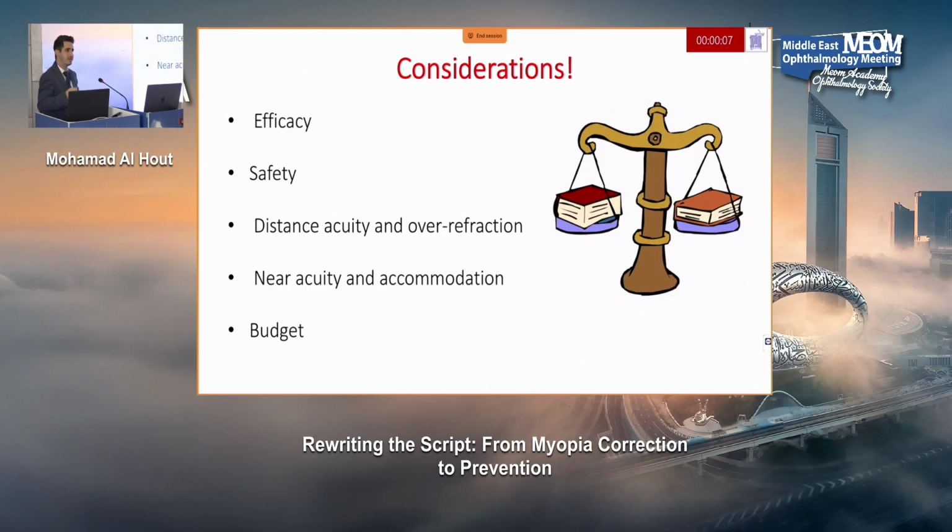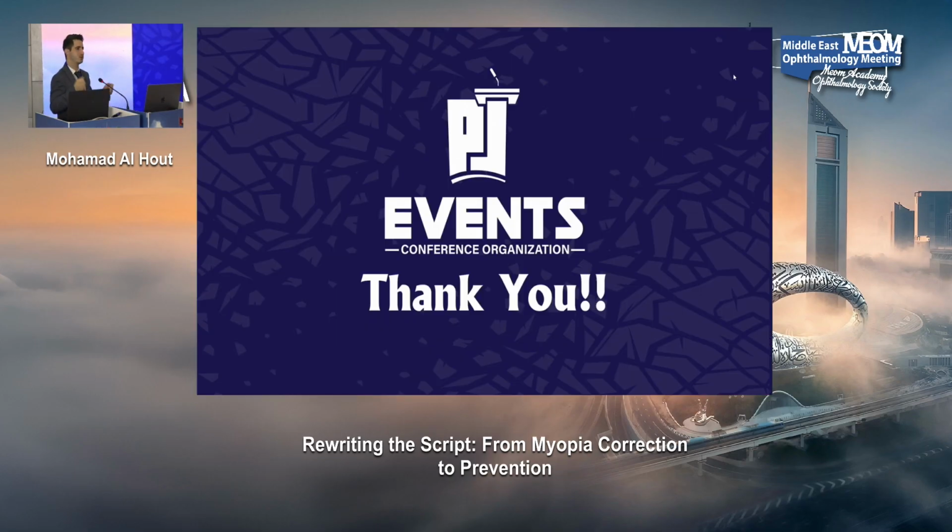And not to forget, the simplest advice that we need to give our patients and the parents is the outdoor time spent by the children, because you know the natural light will trigger the release of dopamine, which will regulate the growth of the axial length. So avoid brightness, avoid dim light, so have a balanced ambient light.